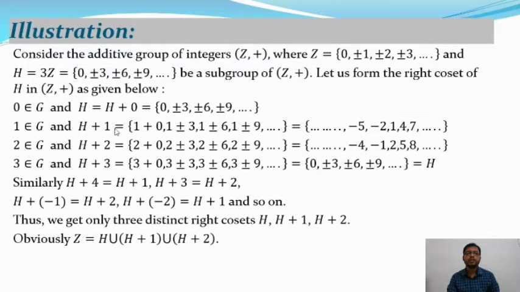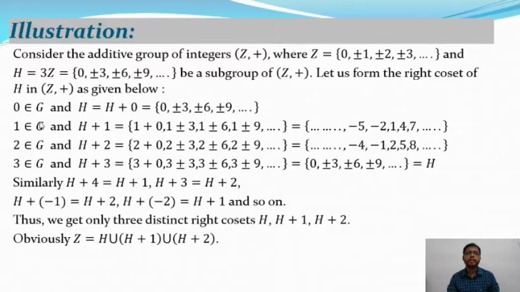You know that H is an infinite set, with an infinite number of elements. Now when 1 is added to that set, all the elements will be changed, and they are 1 plus 0, 1 plus minus 3, 1 plus minus 6, 1 plus minus 9, and up to infinity. Therefore, after simplifying this, we'll get the elements of H plus 1, and it will be minus infinity to minus 5, minus 2, 1, 4, 7, and up to infinity.